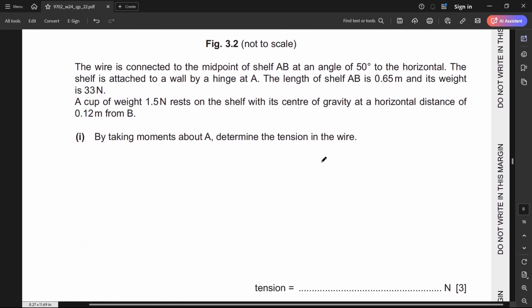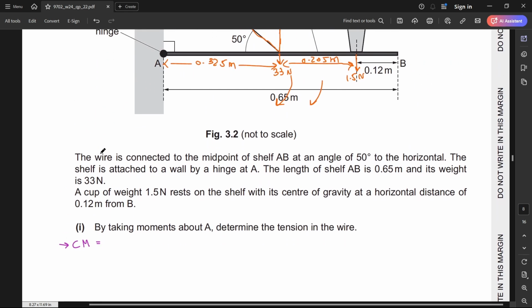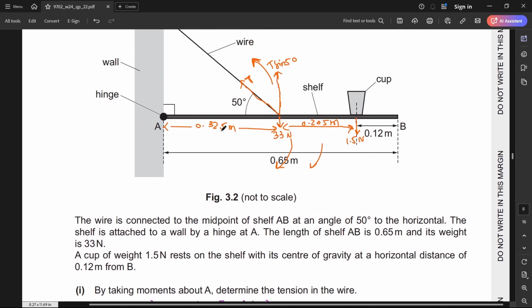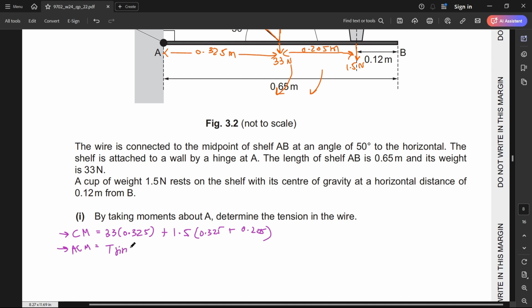To write this in equations, it's going to be something like this. The clockwise moment is going to be equal to 33 into 0.325 plus 1.5 into 0.325 plus 0.205, because that's the distance of that weight perpendicular to point A, adding both of these values. And for the anti-clockwise moment, we just have T sin 50 into 0.325. So T sin 50 into 0.325 is equal to the clockwise moment.